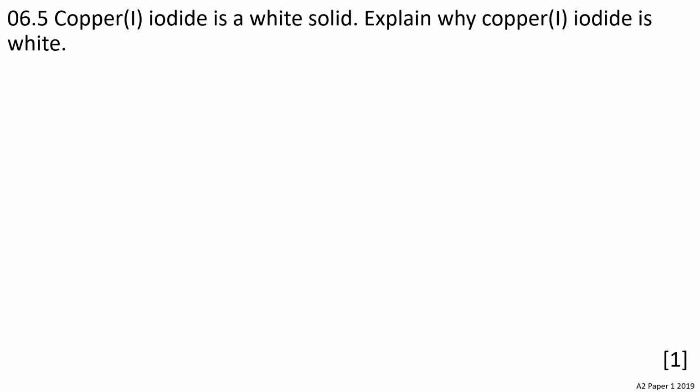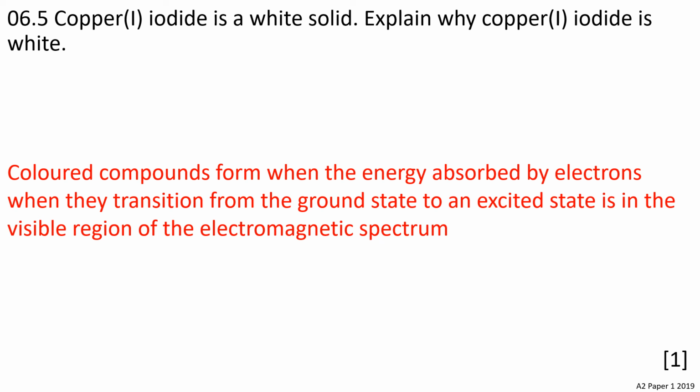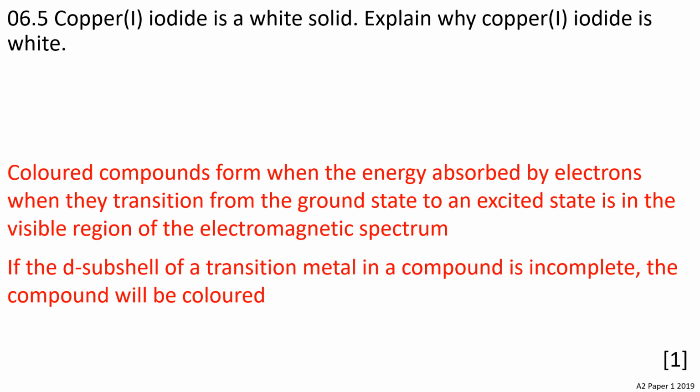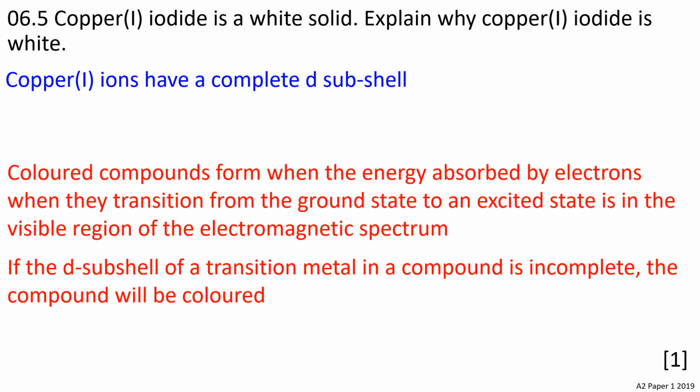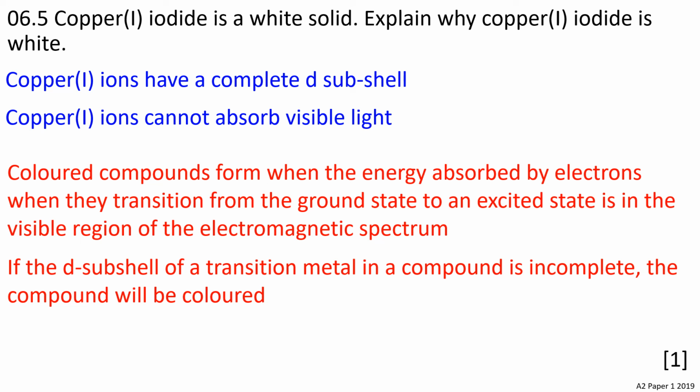Now we have to explain why copper 1 iodide is white. Well, white is not coloured, so why is it not a coloured compound? Coloured compounds form when the energy absorbed by electrons when they transition from the ground state to an excited state is in the visible region of the electromagnetic spectrum. If the d subshell of a transition metal in a compound is incomplete, the compound will be coloured because the energy which is absorbed is in the visible region. However, copper 1 ions do not have an incomplete d subshell. Copper 2 ions do, but copper 1 ions have a complete d subshell. So copper 1 ions cannot absorb visible light.